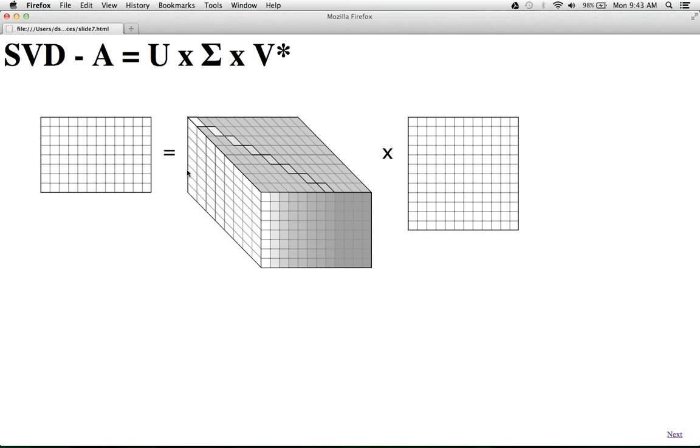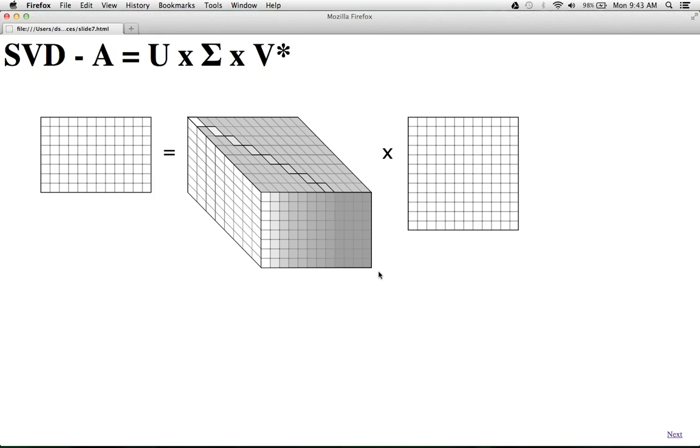So if each of these columns is unit length 1, you can see that the magnitudes of these columns are going to decrease. And the magnitude will be equal to the value of this scalar, the singular value. That's why I show the results kind of shading over time.